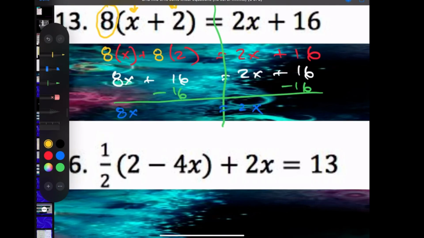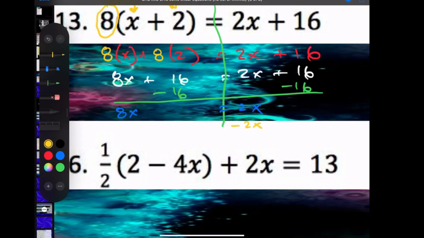What happens if I divide by x? Now, some of you may have done this. If you subtracted 2x, you got 6x equals 0. Divide by that, you get x equals 0. Okay, that would have been wrong. So if I divide by x, well, actually, we could do that. Let's do that.